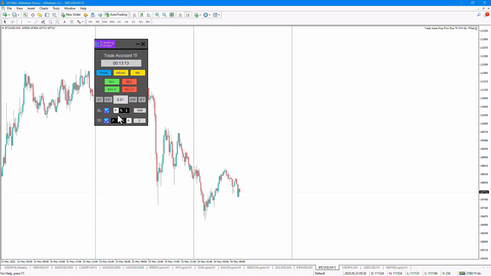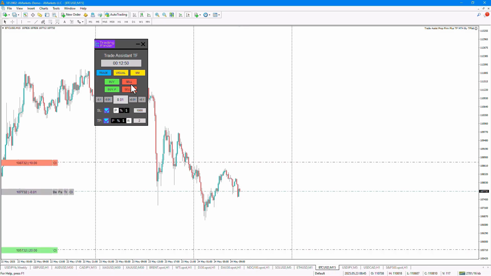Here I want to enter a trade. I select stop loss based on points and enter the amount of $1,000 here. I also want the take profit to be based on risk to reward, so I set the value to 2, which means my take profit will be set at twice my stop loss. Here I enter a sell trade.